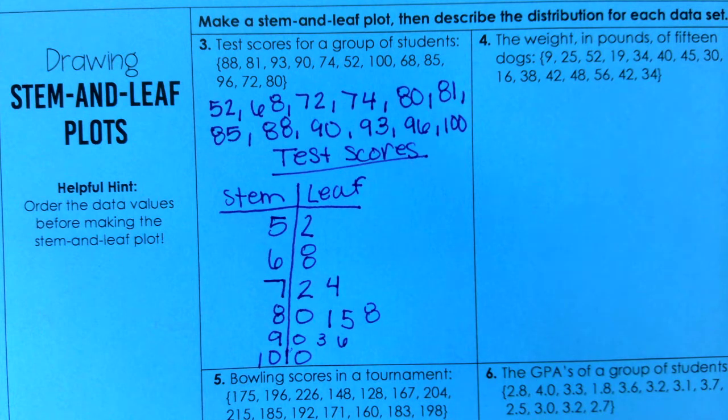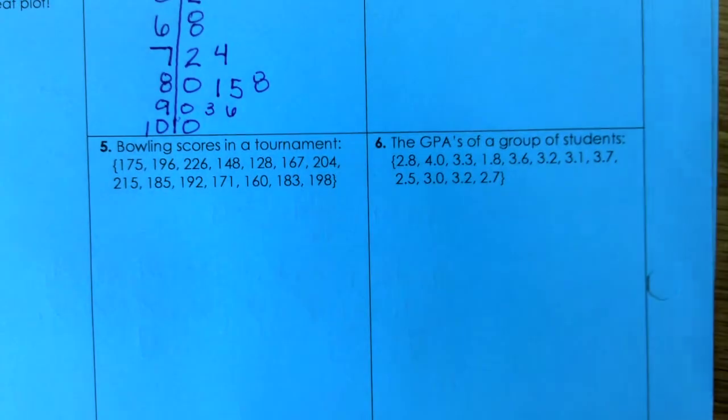Do we understand how to make our own stem and leaf plots? Would you like to see another example? Okay, which one do we want to see? Which one? I didn't hear you. Number 6? Okay. Number 6 is a good one because it's our GPA scores.